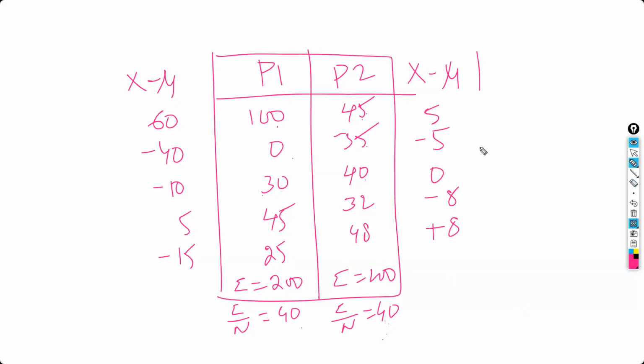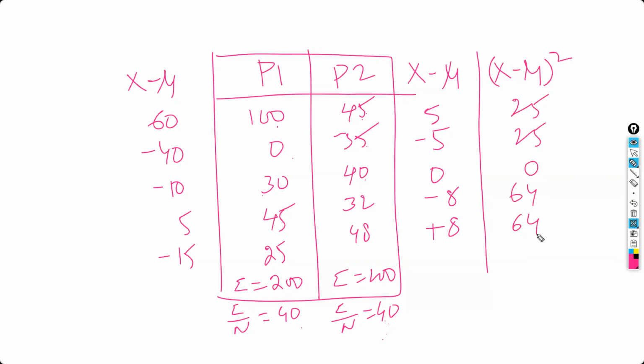Then they came with a solution: let us do the square of this. Let us do the square so that every value will be converted to positive. Then automatically you will get some mean value. So they squared every value: 25, 25, 0, 64, 64. And now they calculated the mean square deviation. What is meant by mean square deviation? First, you take the deviation, then apply the square, then apply the mean.